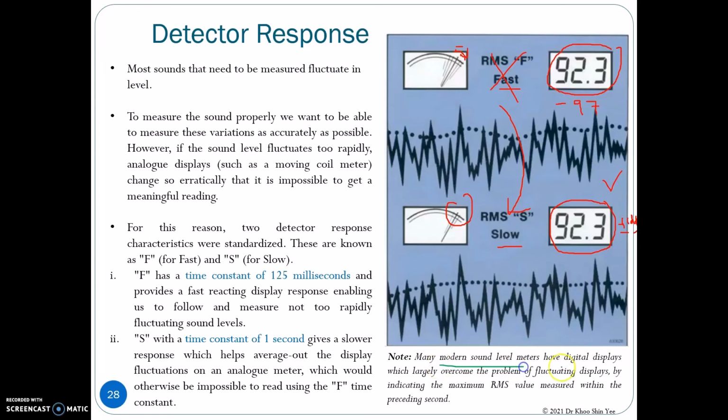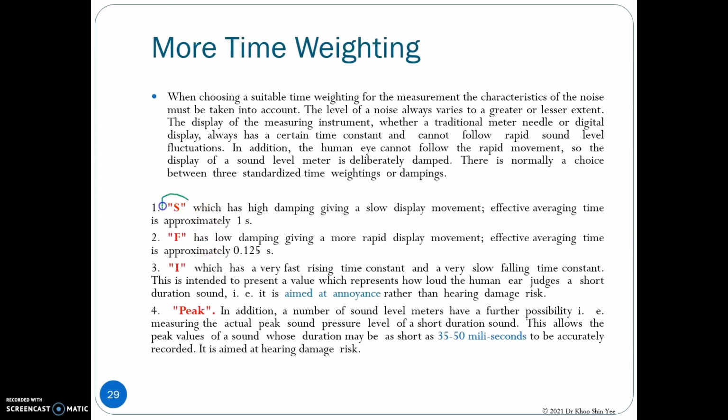Nowadays, many modern sound level meters have a digital display instead of the meter display shown here. By indicating the maximum RMS value instead of the instantaneous RMS value, it can be used to overcome the problem of a fluctuating display. So far, we know the slow mode has a high damping effect, which gives a slow display movement, with an effective averaging time of approximately 1 second. Fast mode has a low damping effect, which gives a more rapid display movement. The effective averaging time is approximately 0.125 seconds.